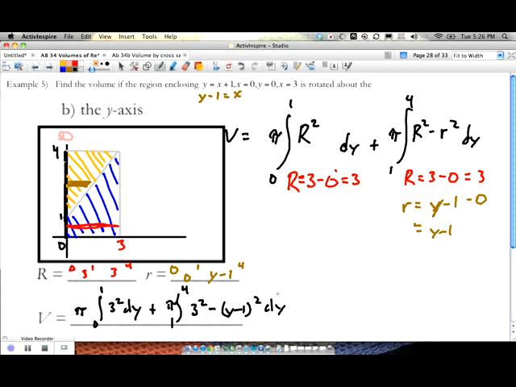Now some people actually might do some different type of combining here. They notice that the R squared is the same in both. You could have written this as the integral from 0 to 4 of big R squared minus the integral from 1 to 4 of little r squared. Both ways would have worked. Either way is fine.